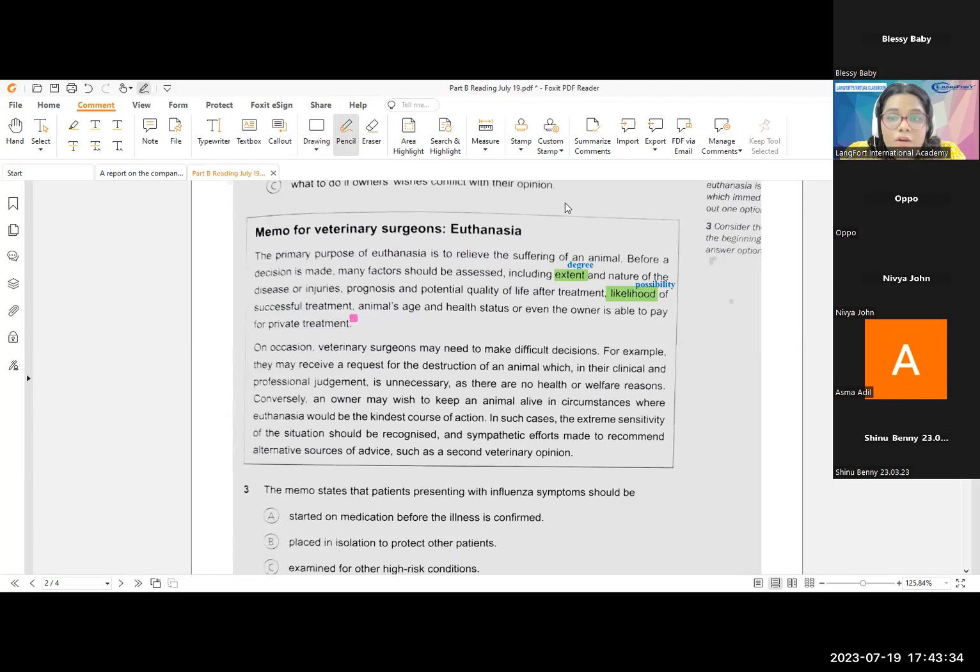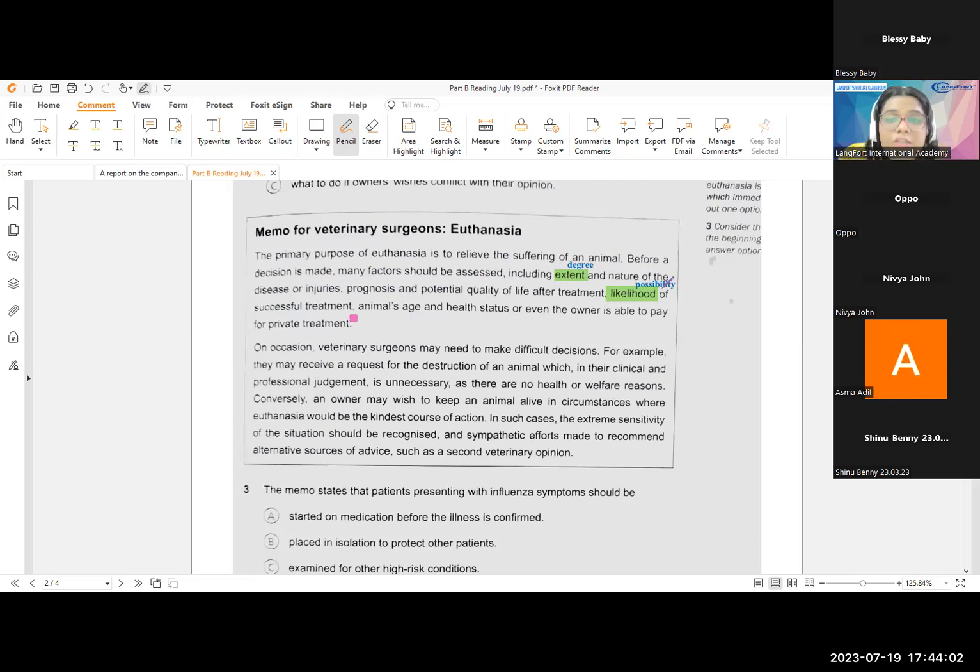So remember the meaning of this word. This is very common in B and C part of your reading and listening. Extent of something, the degree, to what extent, to what degree something is there. So before you make the decision for euthanasia, you need to take into consideration the extent and nature of the animal's disease or injury, the prognosis of those conditions, and after the patient receives some kind of treatment, what will be the possible quality of life they receive.